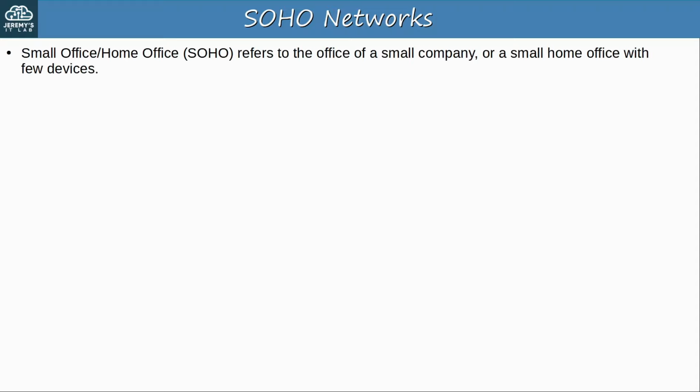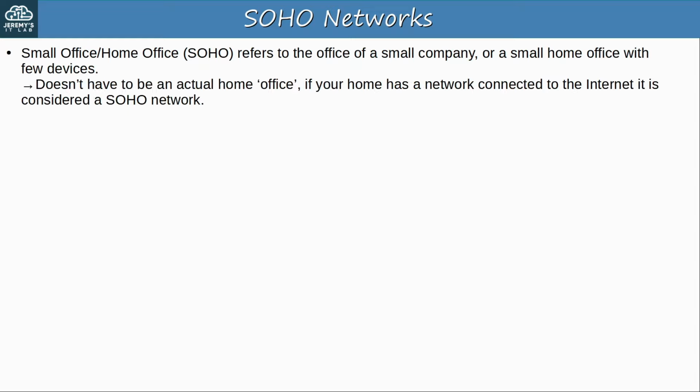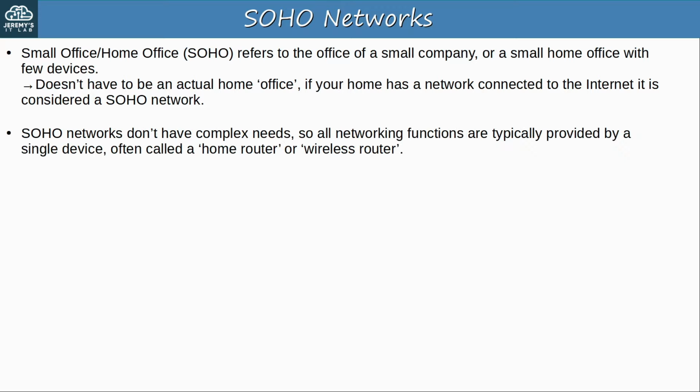That final topic is SOHO networks. Small office home office, also called SOHO, refers to the office of a small company, or a small home office with few devices. Now, it doesn't actually have to be used as an office. If your home has a network connected to the internet, it is considered a SOHO network. SOHO networks don't have complex needs, so all networking functions are typically provided by a single device, which is often called a home router or wireless router. There is no need for a dedicated device for each function.